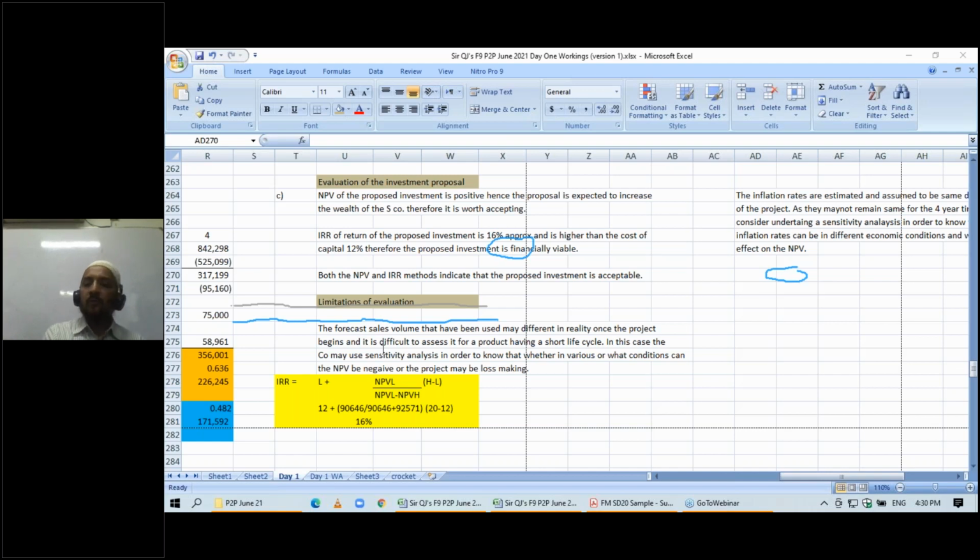No, we won't calculate until they ask us to calculate, right? So if they ask you to calculate a sensitivity, how much is the sensitivity, what percentage will change the NPV, only then we will calculate it, right? So please don't calculate. They just want to know the limitations. They don't want you to calculate it, right?